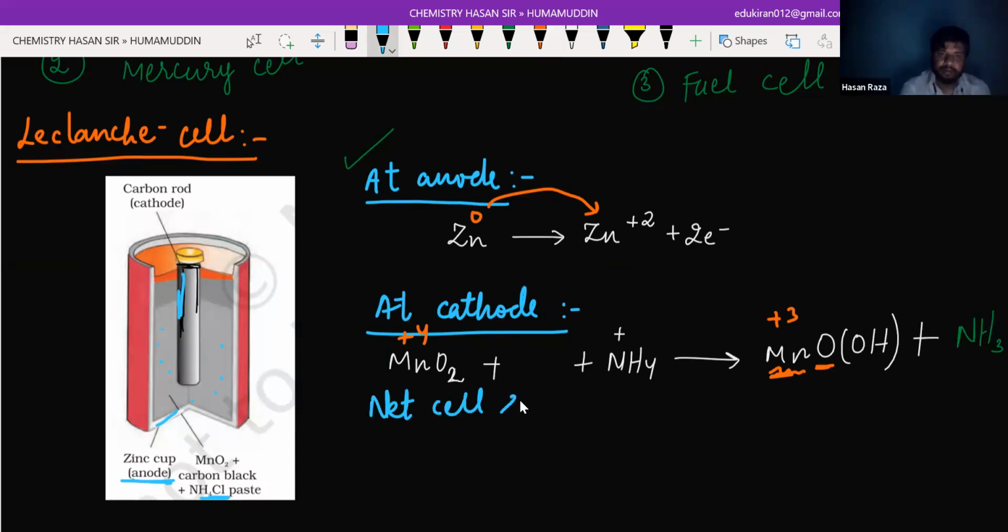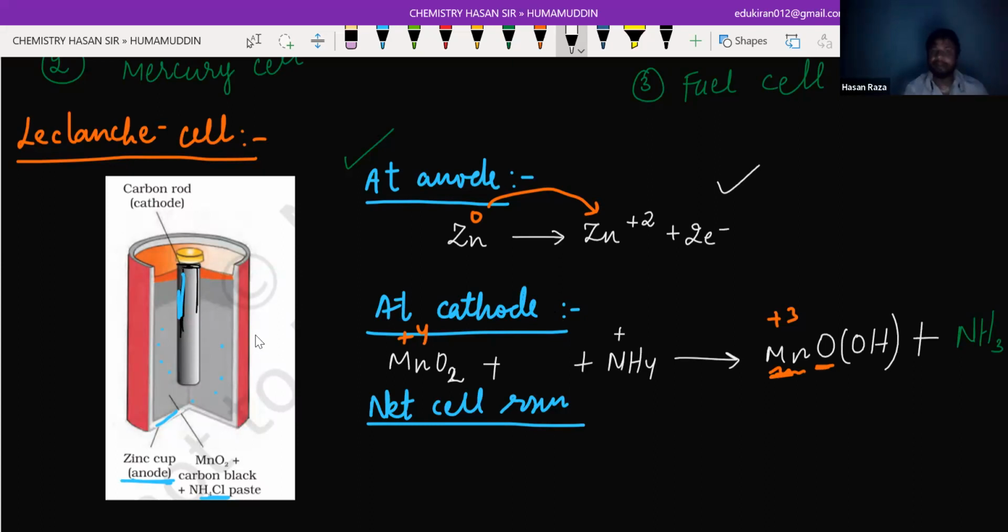Net cell reaction. What is net cell reaction? Basically, it comes from the half cell reactions. What is a half cell reaction? The oxidation reaction and the reduction reaction. If you add them, you will get the redox reaction, which is the net cell reaction.